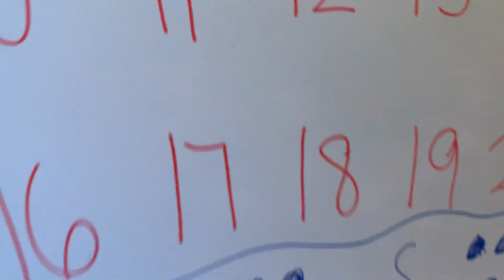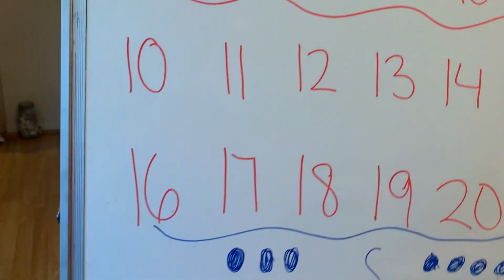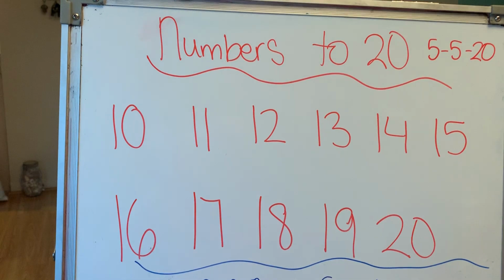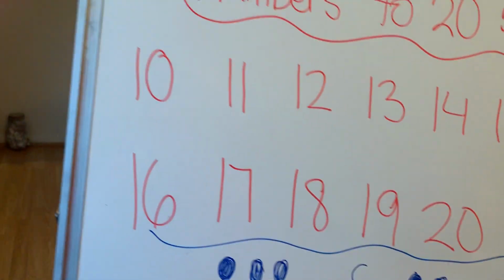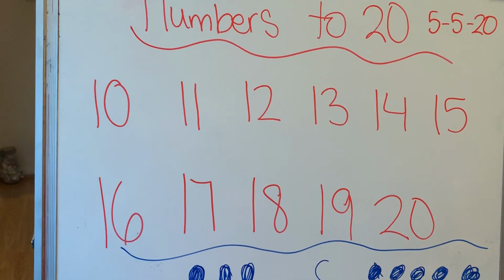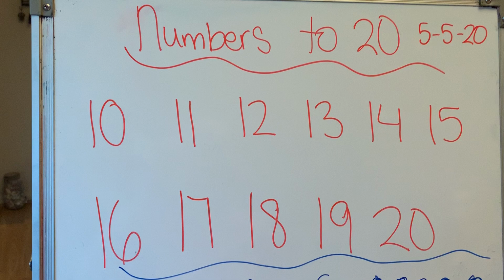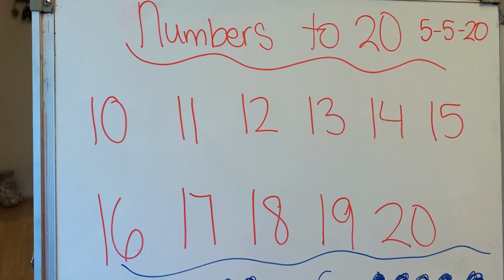Today, we are going to do a number to 20 practice. So we have been writing numbers 1 through 20. Today we're going to focus really hard on perfecting our numbers 10 through 20. So I would like you to open your composition book to a brand new page. We're going to have a brand new page for this new module.